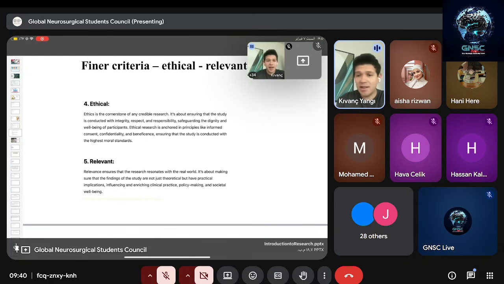Okay, the next thing is relevancy. Relevance ensures that the research resonates with the real world, okay? It's about making sure that the findings of your study are not just theoretical, but have practical implications. It should be translational. If you conduct your study in an in vitro environment or in a preclinical environment, please make sure it can be done in real world scenarios. It can be implicated to real world scenarios. It should be translational. That's also what translational means. Next slide, please.